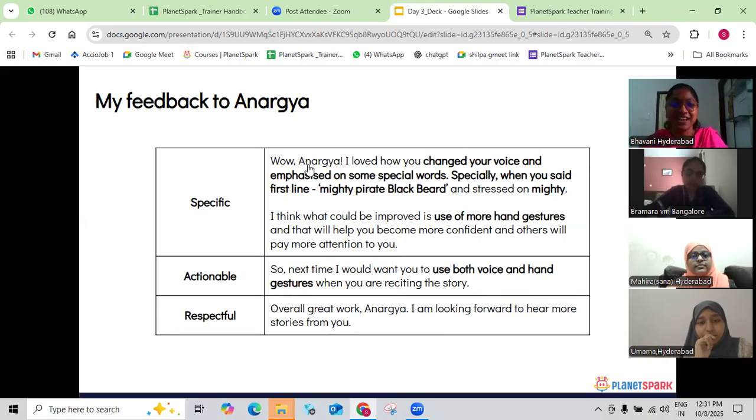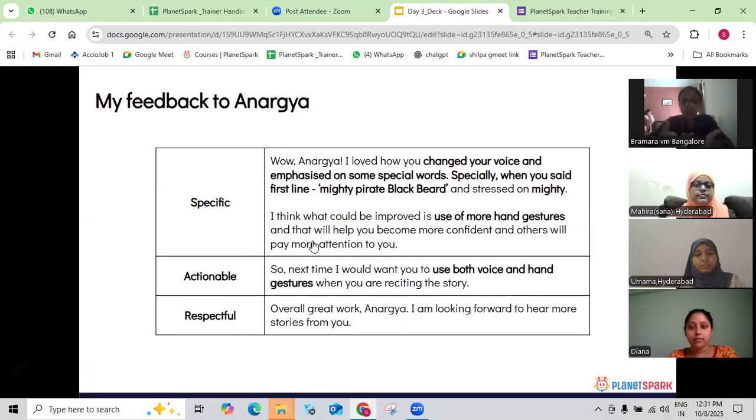Okay, good job. One suggestion, Bhavani, when you said wow, Anargya, I could hear it in your voice. But what if you give me a clapping or a thumbs up? I would be able to see that excitement in your body language also. Yes. Okay. Now, Brahmara, kindly read the second part, please. Second paragraph of specific.